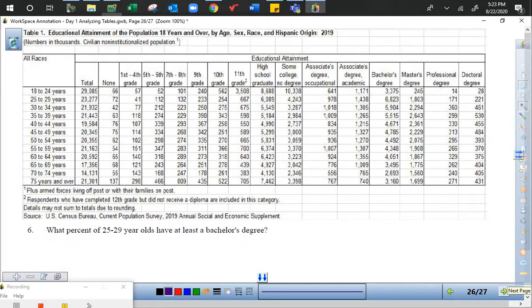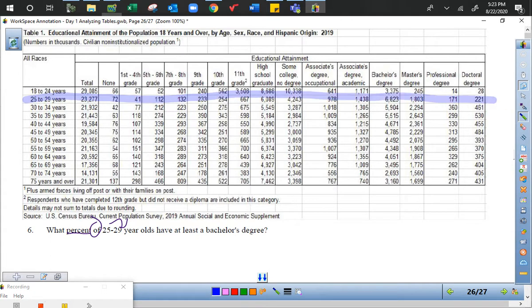It says what percent, okay, remember what we said about percents. When you see the "of," we're going to go there for the total. But it says what percent of 25 to 29-year-olds have at least a bachelor degree. So let's find this 25 through 29-year-old first. So that is this whole row here. And luckily for us, it gives us the total number already tallied there, so that's nice.